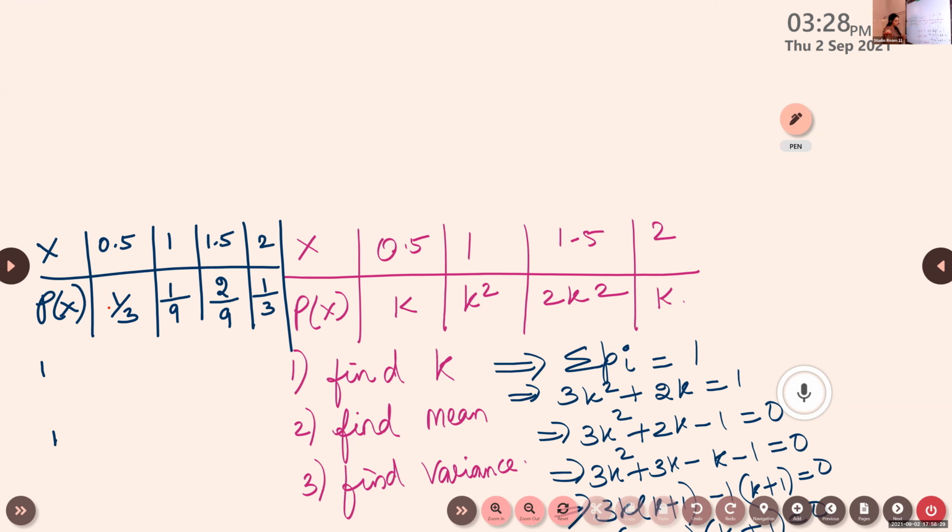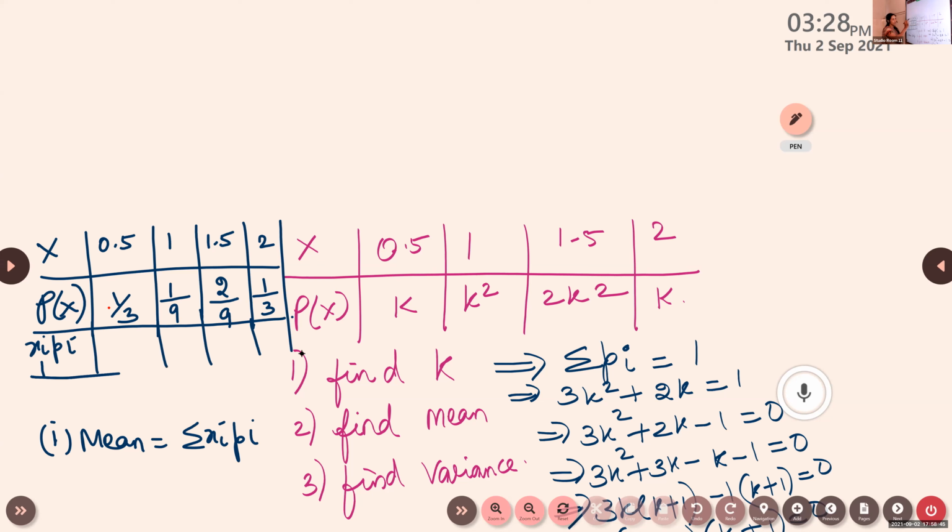The first thing you are asked to find is the mean. What is the formula for mean? Sigma xi pi. So I'm writing one more column here: xi into pi. It will be 0.5 into 1 by 3, so it is 0.5 by 3. Next is 1 by 9. 1.5 into 2 is 3 by 9. This is again 2 by 3.